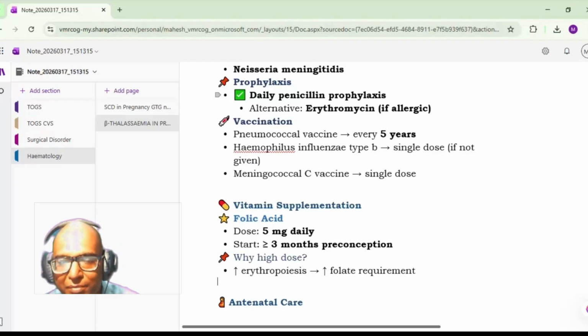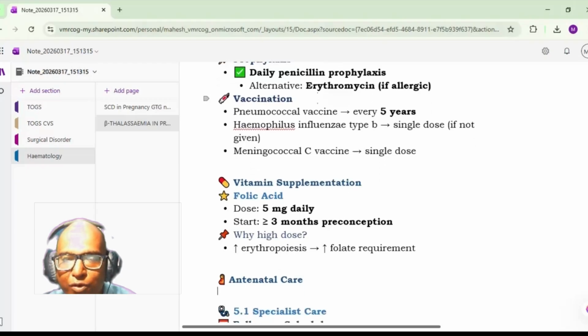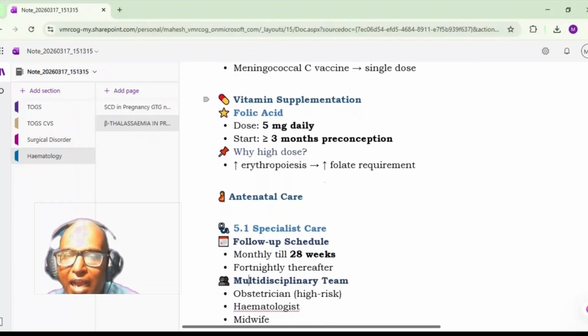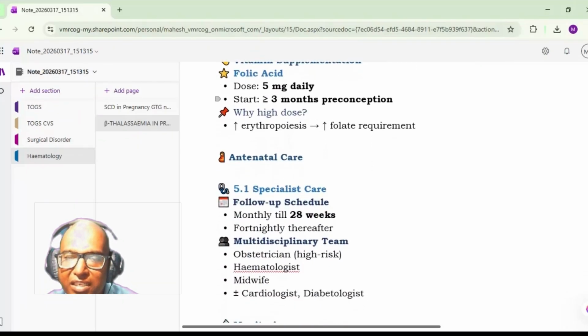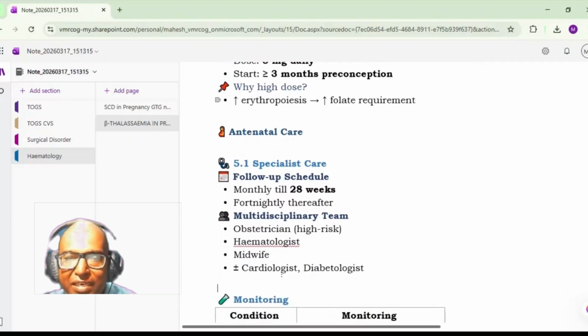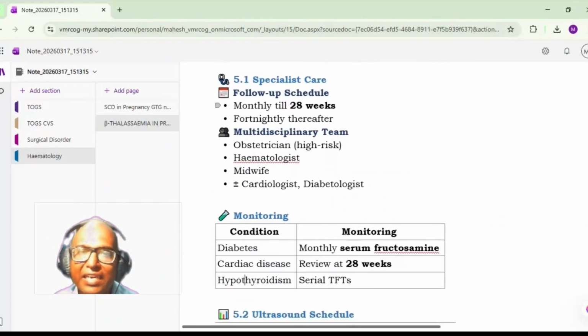Okay. Coming to the vitamin supplementation, folic acid high dose 5 milligram will be required. That should be started at least 3 months before the conception. And high dose is required because there is increased erythropoiesis and the folate requirement is high. Then what is specific in the antenatal care?